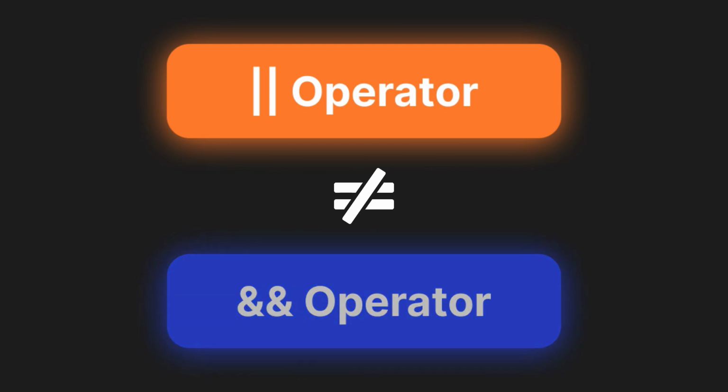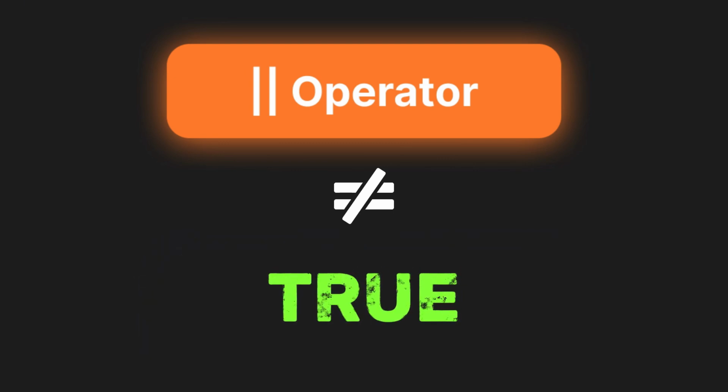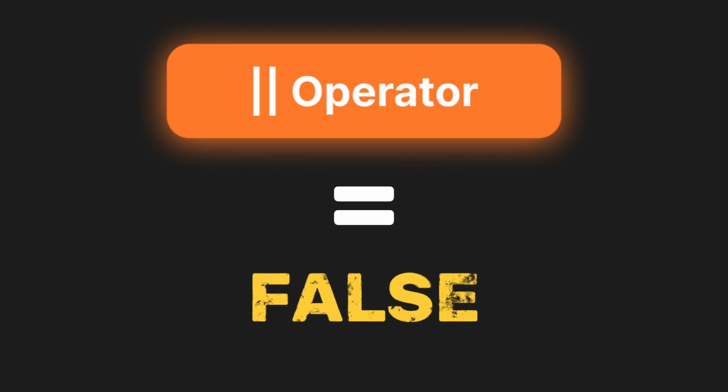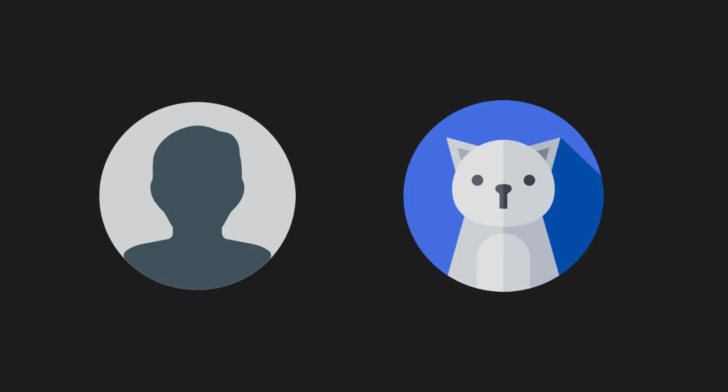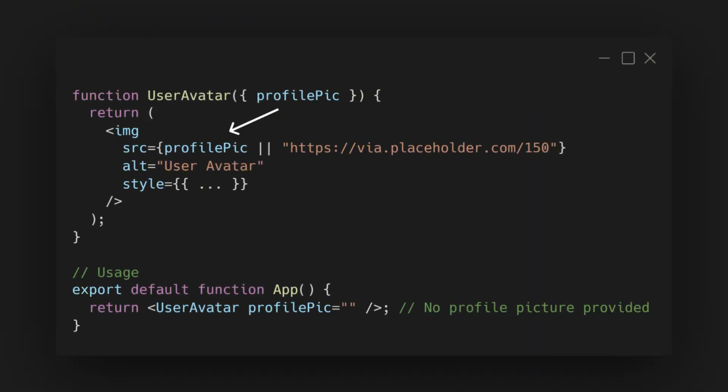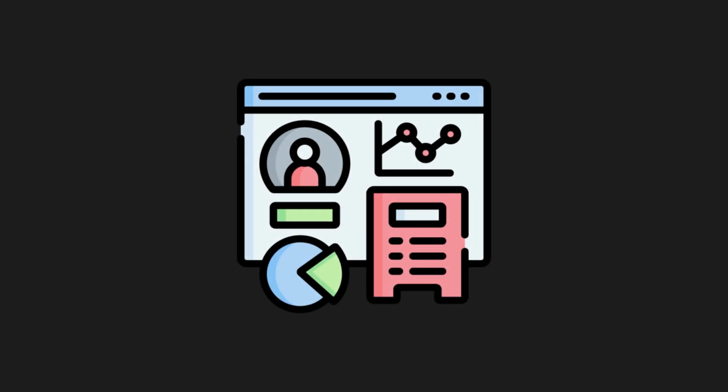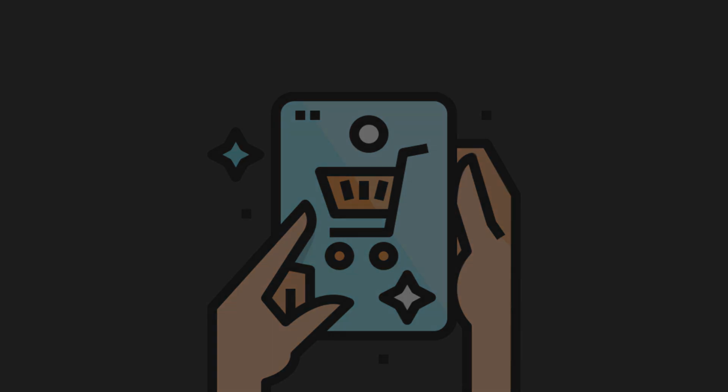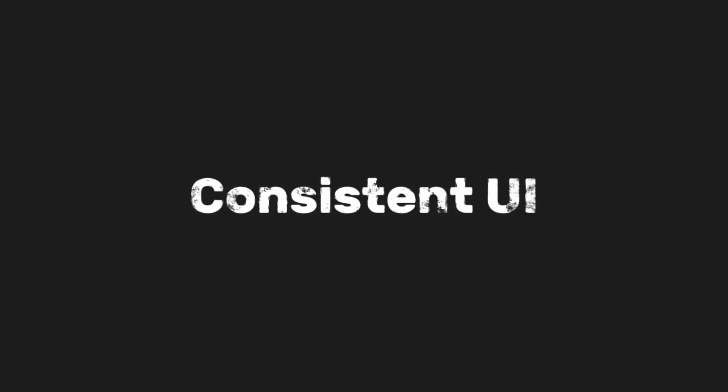Another way to conditionally render components is by using the logical OR operator, which works opposite to the logical AND operator. Instead of rendering something only if a condition is true, the OR operator is used to provide a fallback UI when a condition is false. A common example of this in web development is displaying a default image when a user hasn't uploaded a profile picture. If profilePic contains a valid image URL, it will be displayed. Otherwise, if it is an empty string, null, or undefined, it will fall back to a default placeholder image. This technique is widely used in user dashboards, social media apps, and e-commerce websites to ensure a consistent UI even when user data is incomplete.